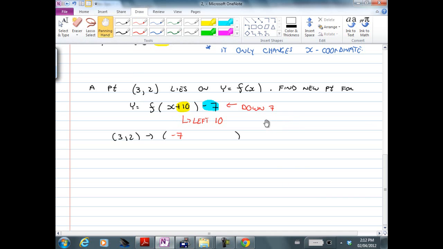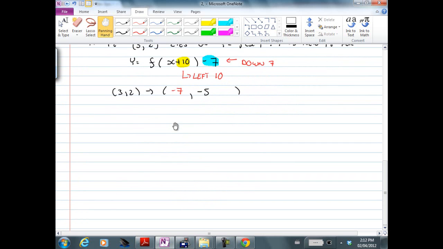2, 1, 0, negative 7, comma, negative 5. Because you're starting at 2. Count 2 down from 7, so your new coordinate is negative 7. Negative 7, negative 5. See, this is called transformations.